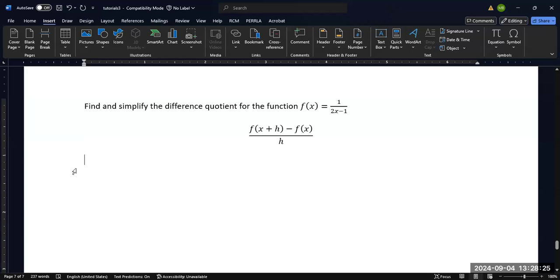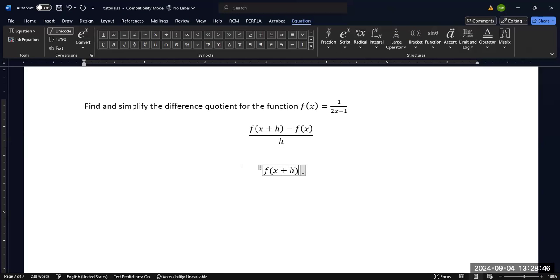All right, so in this video, we're going to find and simplify the difference quotient for a rational function. Now, for a rational function, you need a few more different kinds of tricks in order to get this to simplify properly. So we're going to go through each of the steps one at a time.